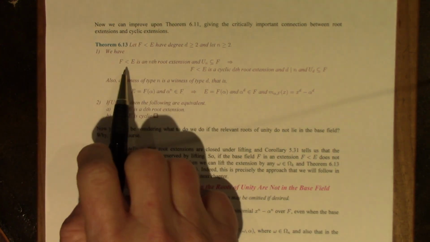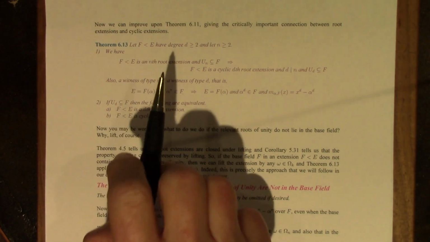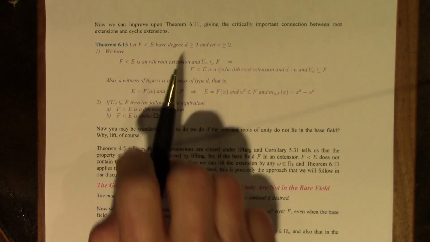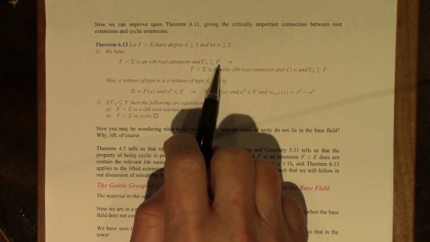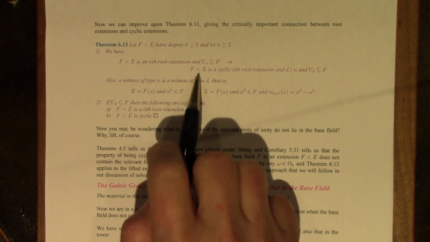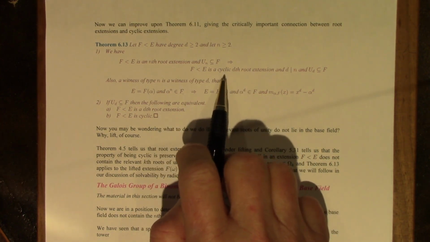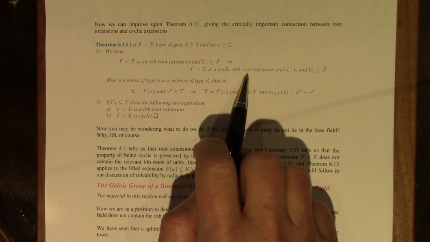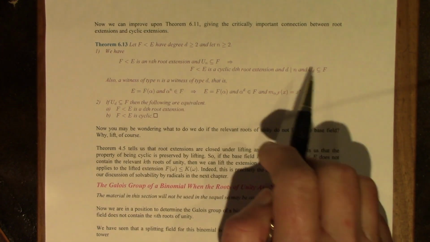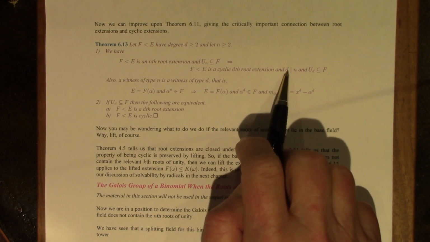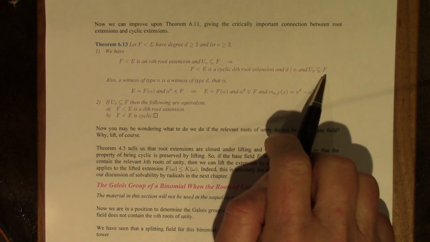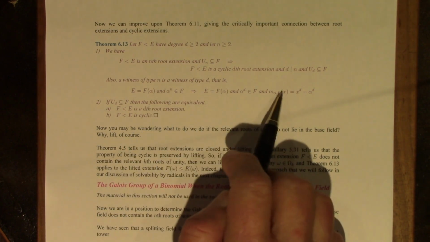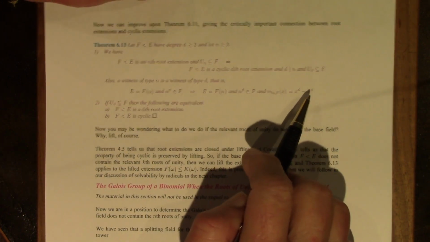First, if we have an extension F E, an nth root extension, and if U n, the nth roots of unity, lie in the base field, then F E is also a cyclic dth root extension. d is the degree, and n is a multiple of d, and U d also belongs to F. And this is the stuff about witnesses and minimal polynomials I talked about before.